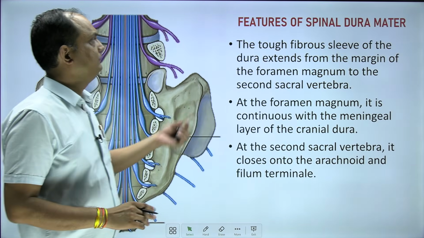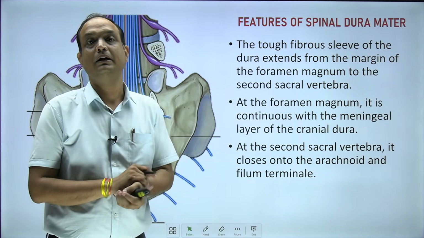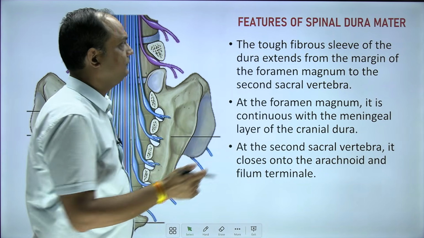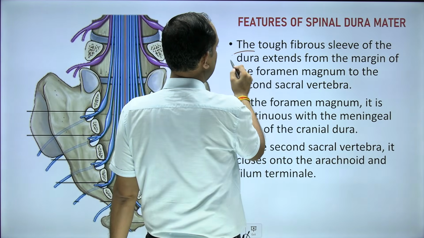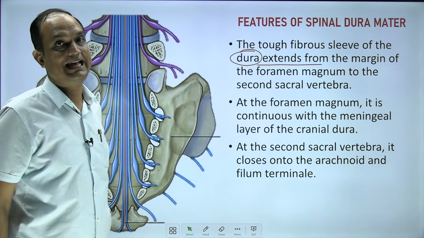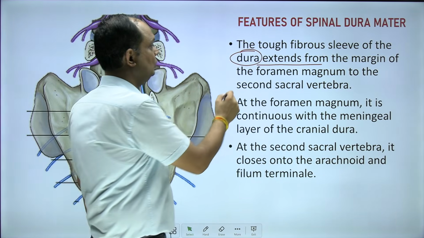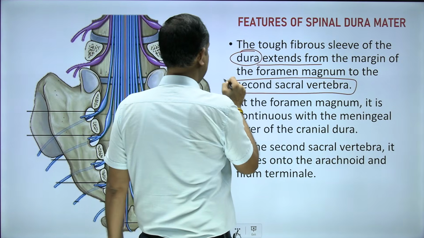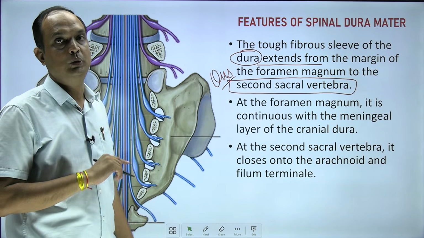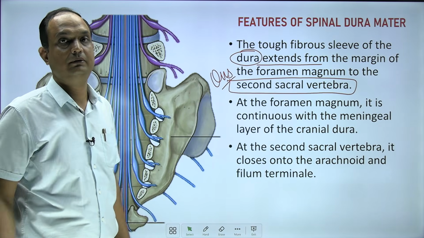Now we'll come to the features of the dura mater around the spinal cord. So you know that it is a tough fibrous sleeve of the dura. It extends from the margin of the foramen magnum to the second sacral vertebra. Now this is the lower limit of your dural sac or dura mater. What is that? S2 level. That means the second sacral vertebra.